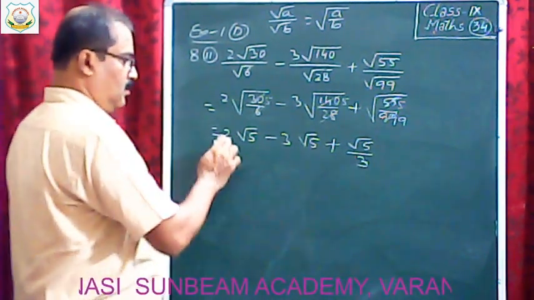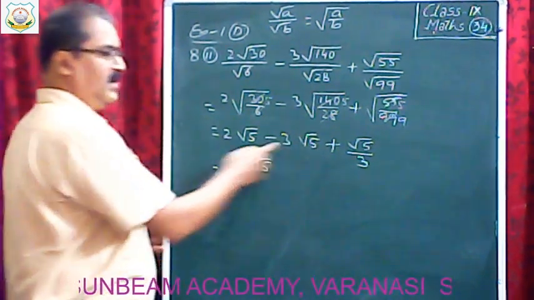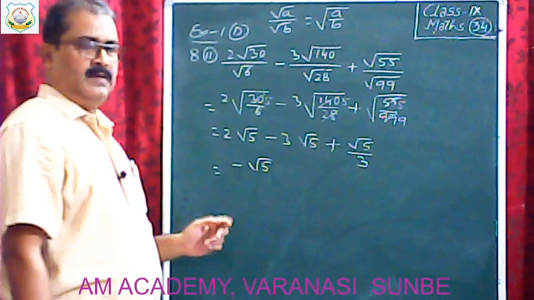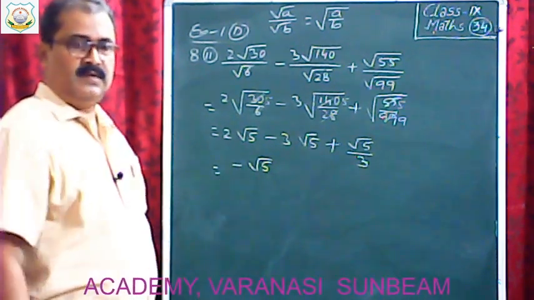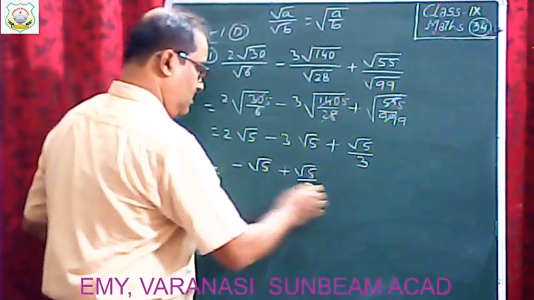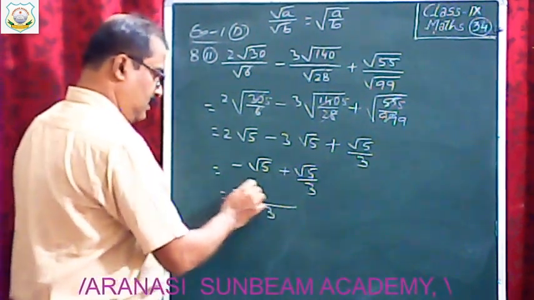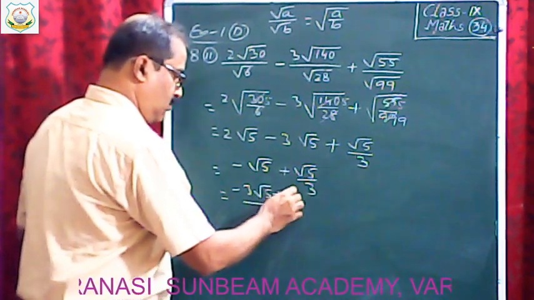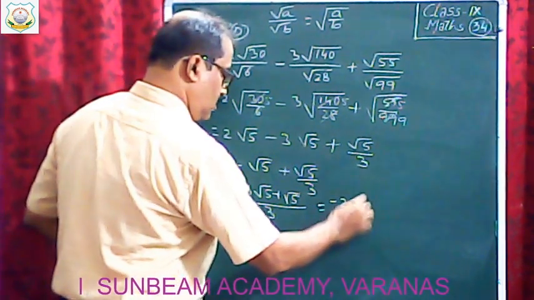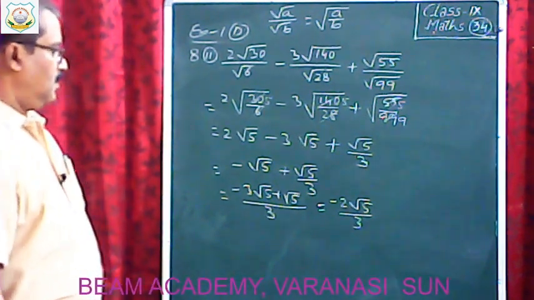Okay, so 2 square root 5 minus 3 square root 5 we get minus square root 5. You have to follow the greater value sign, plus minus minus, but 3 square root 5 is greater than 2 square root 5, that's why you have to follow the greater value sign, plus square root 5 by 3. Now take LCM. Minus 3 square root 5 plus square root 5, we get minus 2 square root 5 upon 3. That is your answer.